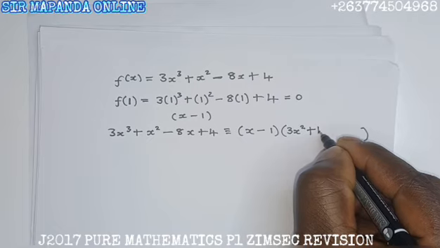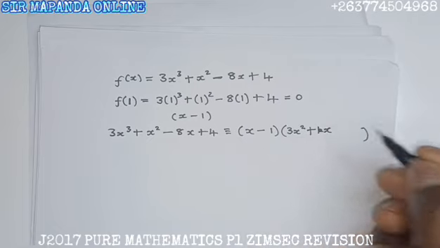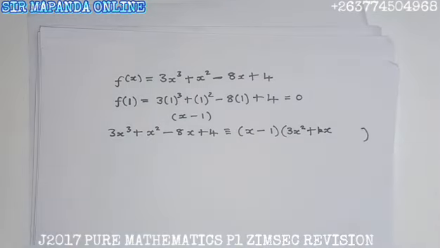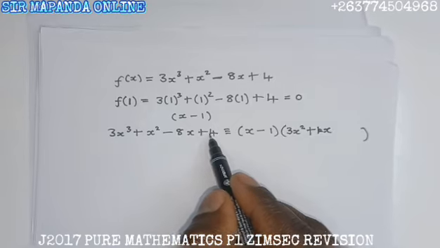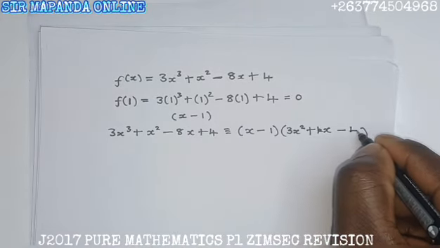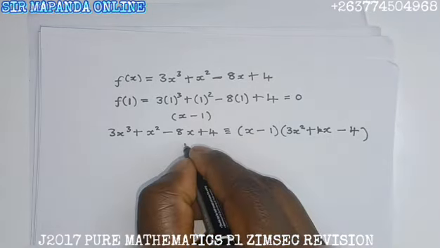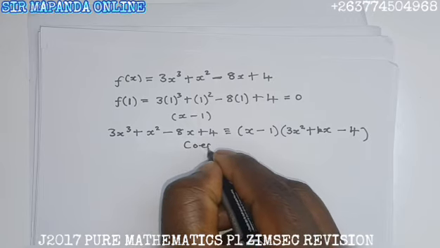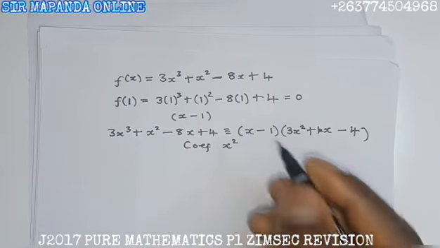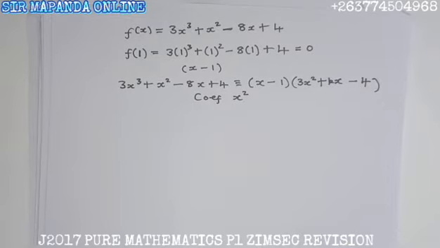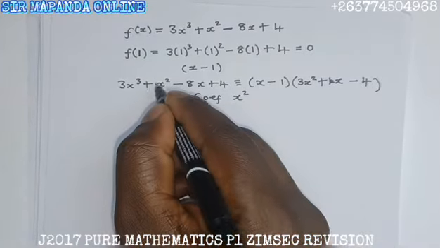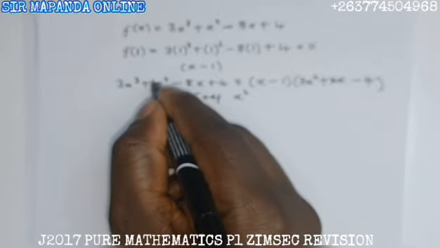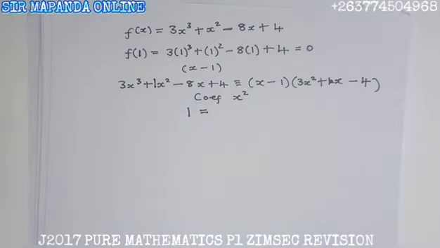But there is an unknown term in between. I'm going to represent it by kx. Then the last term of the divisor, minus 1, into the last term of f of x, you get minus 4. Then to find k, we equate the coefficients of x squared on both sides. I hope you are following. The coefficient of x squared on the left side is 1. Since we have x squared, there is a silent 1 here.